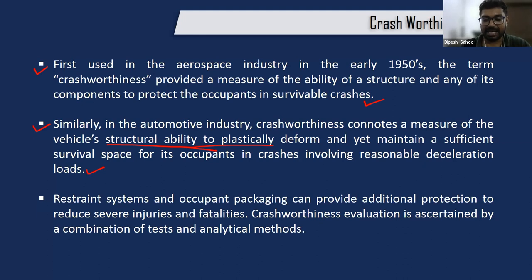And resilience means how much energy the material can dissipate by deforming. Resilience of the body means how much the material can disperse the energy by deforming. So by maintaining a ratio between these two, we can design very good structures to withstand a crash. Then restraining systems and occupant packaging can provide additional protection to reduce severe injuries and fatalities. Crashworthiness evaluation is ascertained by a combination of test and analytical methods. Okay, so let us see.